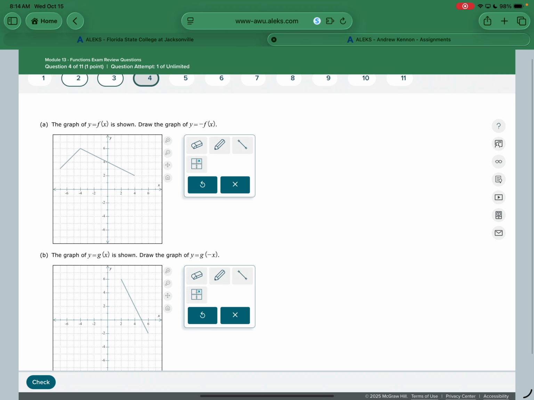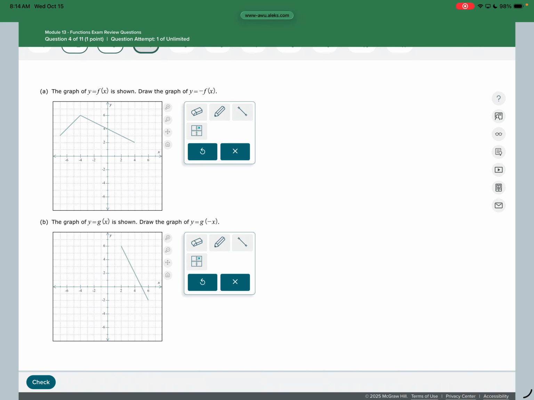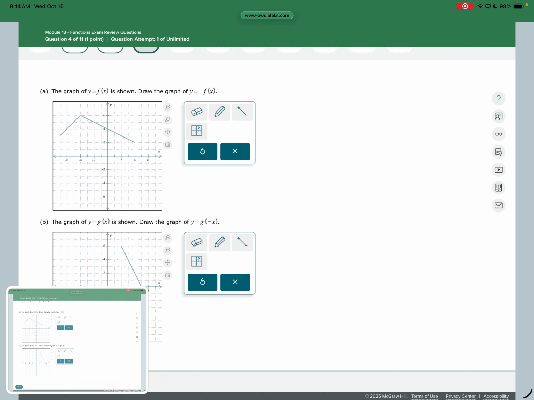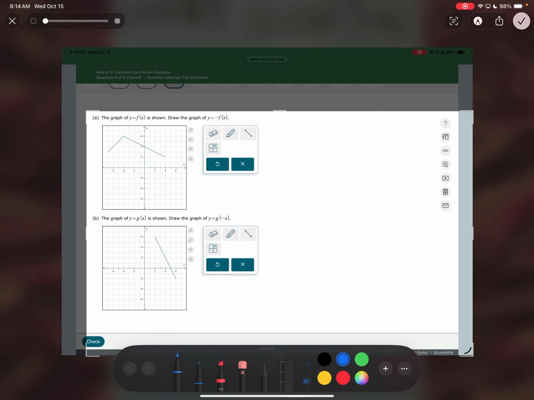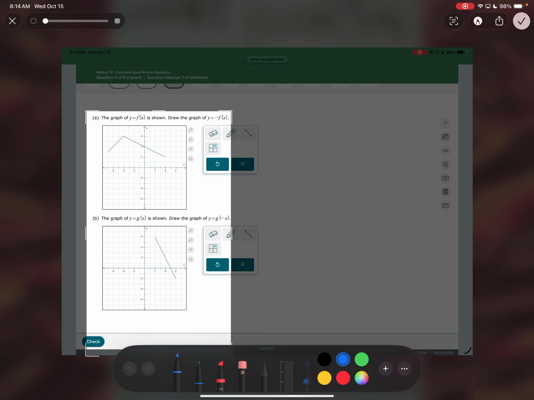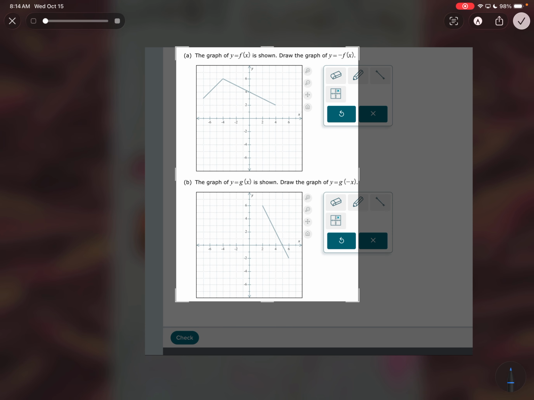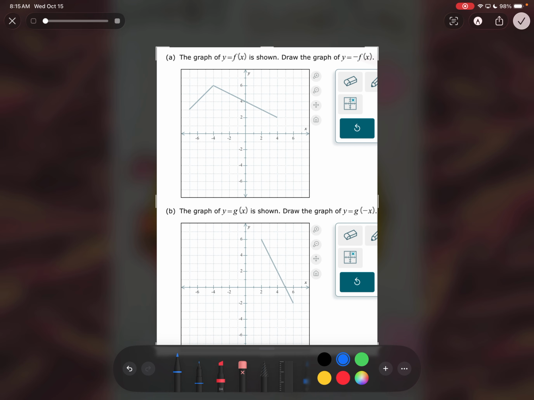All right, back to number 4. When you have a negative on the outside, it reflects it across the x-axis. Anything on the outside goes up and down, so it reflects it up and down. I could do it on the computer to show you, but it's easier for me to draw it out. So this one right here is going to reflect across the x-axis. But the way I remember it is up and down. It's going to reflect up and down because it's on the outside.